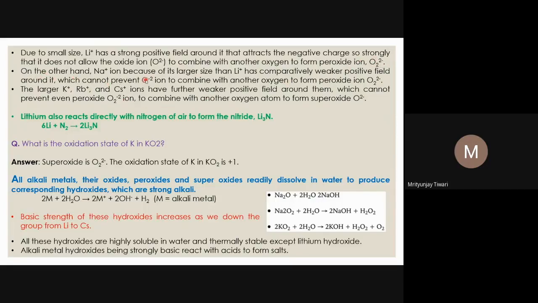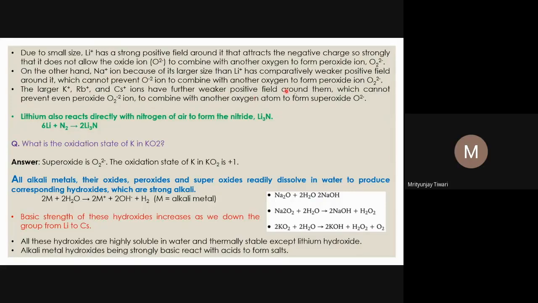And with sodium, this is the last topic, and after that I'll stop. On the other hand, the Na plus ion, because of its larger size in comparison to the lithium cation, creates a comparatively weaker positive field around it, which cannot prevent the O2 minus ion from combining with another oxygen to form the peroxide ion, O2 2 minus. In the case of other cations, the positive field is further weaker, and further weaker.